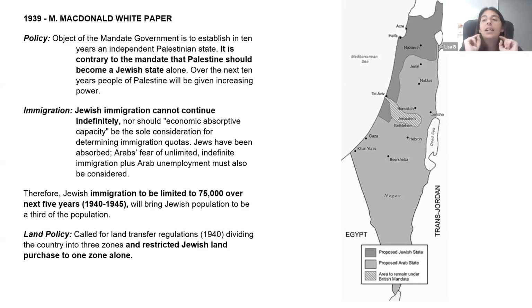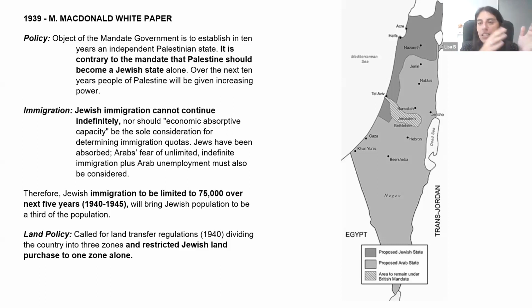Okay. And they also say, what is the biggest problem, the biggest root of the problem right now? Why are the Arabs and the Jews fighting? What is the core of every problem here? It's that there's too many Jews immigrating to the land of Israel. That's the problem. So what do we do to fix that? We're going to stop immigration, or we're going to severely, severely limit immigration. Okay.